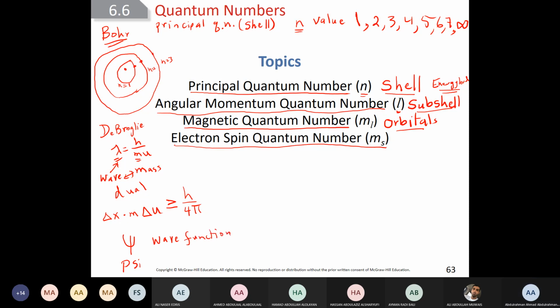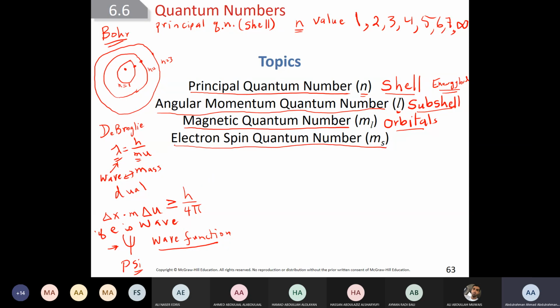What's psi? Wave function. What do I mean by wave function? This means if the electron is a wave, then psi is the mathematical equation that represents the wave. That's the meaning of wave function. We said here the electron could be what? Wave. If the electron is a wave, then psi is the wave function, the mathematical equation to represent this wave.